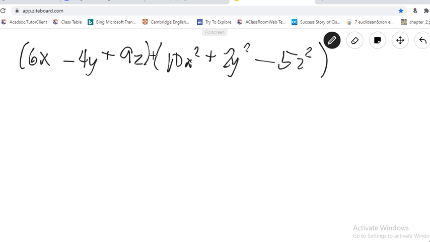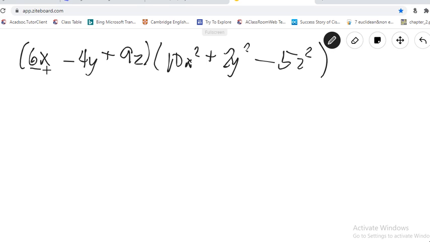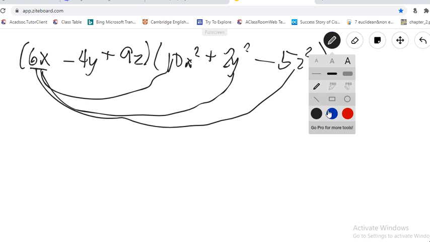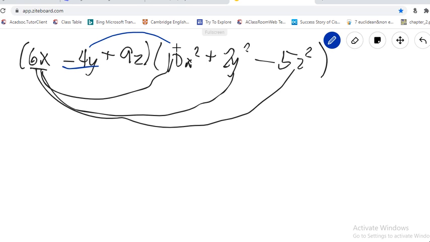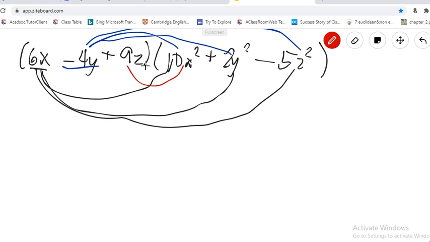I think the next step doesn't have any like terms. So let us check. Again, we have three terms. We will distribute 6x over all three terms, then negative 4y over all three, and then positive 9z over all three again. Okay? So let's go.